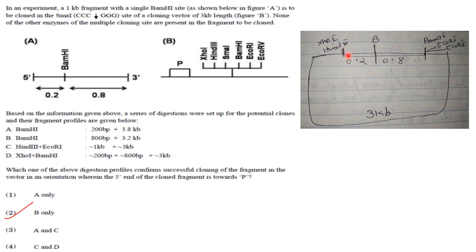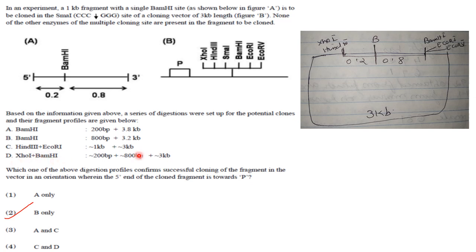if this is in the inverted orientation, still then by HindIII and EcoRI digestion, you will get 1 kb and 3 kb base pair. They have already told in the question where 5 prime end of the cloned fragment is towards P. So if you use HindIII and EcoRI, and if the insert is in the reverse orientation, then you cannot distinguish between the reverse orientation and the right orientation after digestion with HindIII and EcoRI. So that is not correct.